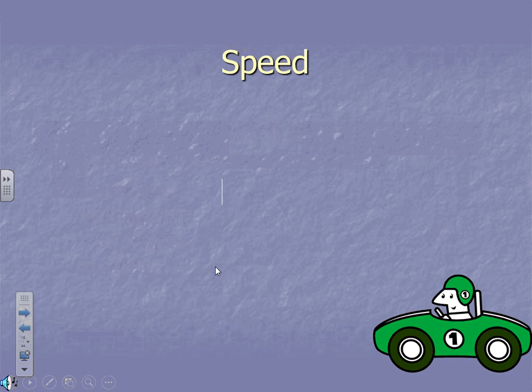So now, how do we put all these things together? Well, we have this thing called speed. When we're talking about motion, we have to be able to describe how fast, per se, something moves. What's the rate? So speed is a rate.